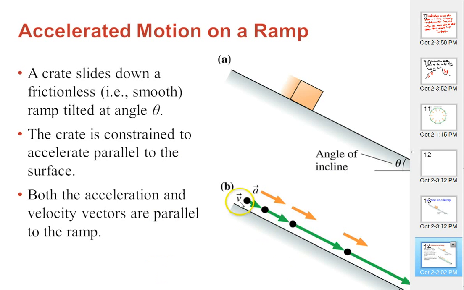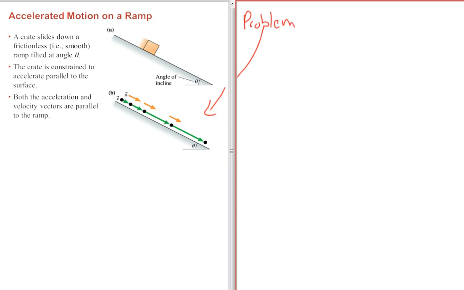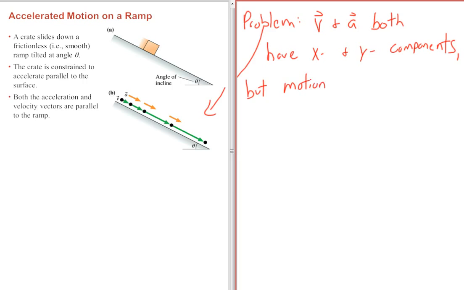Another observation that we have is that both the velocity and the acceleration vector are down the ramp. So that leads to a couple of problems. If we draw our traditional x and y axes, with the x-axis horizontal and the y-axis vertical, then the velocity and acceleration are both going to have an x and a y component. And the motion itself, as mentioned a second ago, is one-dimensional. The motion is really just going down the ramp.